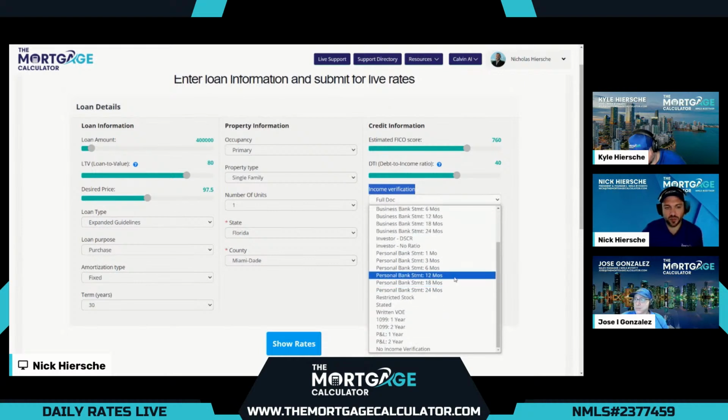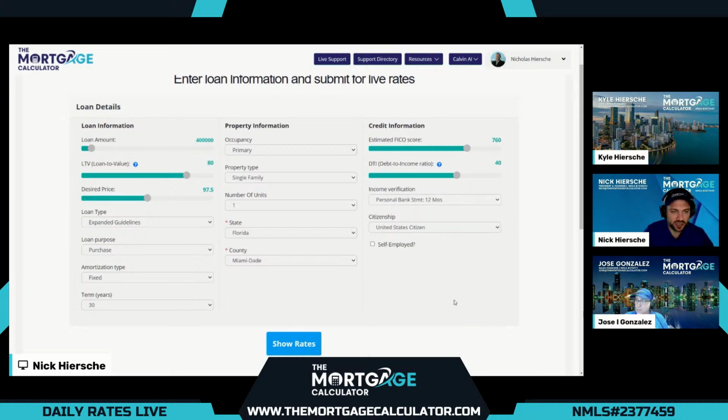Personal bank statement 12-month is the most popular program for a primary home here. So that's what we use for the demo. And then we also have RSU, stated, VOE, 1099, P&L, no income, CDFI, all kinds of variations here. But for the demo, we'll always select our 12-month bank statement, and that's for our self-employed borrowers.